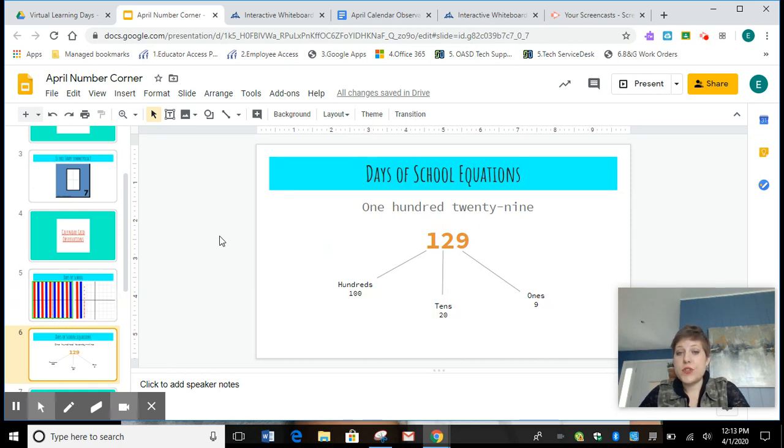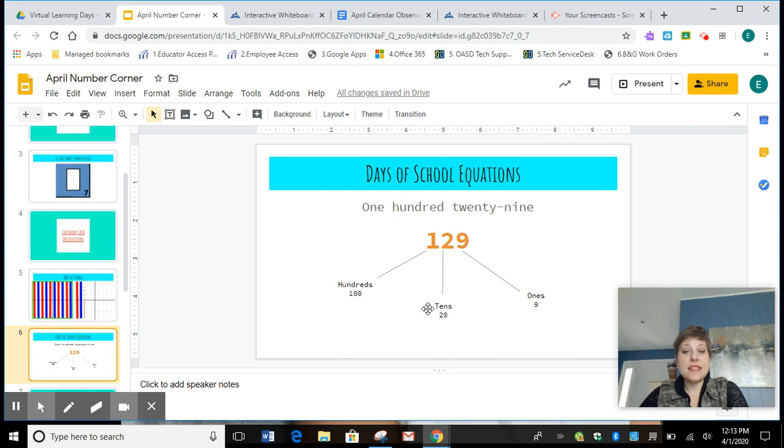Taking a look at this, first graders, we can write this number using words. I could say 129. But then I'm going to zoom in again on that number and think about what it means. When I'm looking at that number 129, each of those digits has a special meaning. The 1 is in the hundreds place. That's letting me know I have one group of 100.